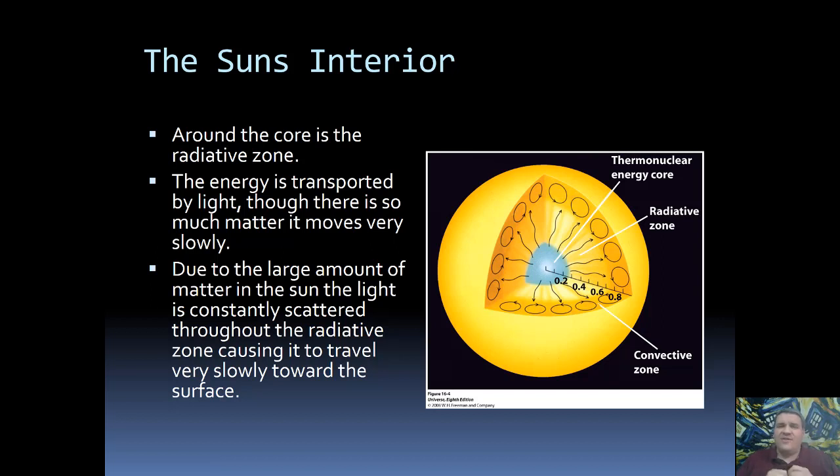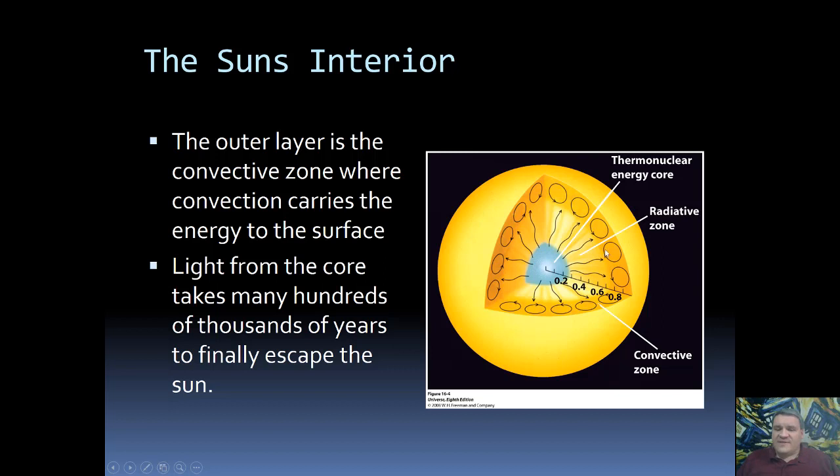So the light, you can think of it as little photons, little particles of light bouncing around, slowly jiggling their way out. Now, because of the amount of stuff through here, it actually takes a really long time for that energy to actually pass through the radiative zone.